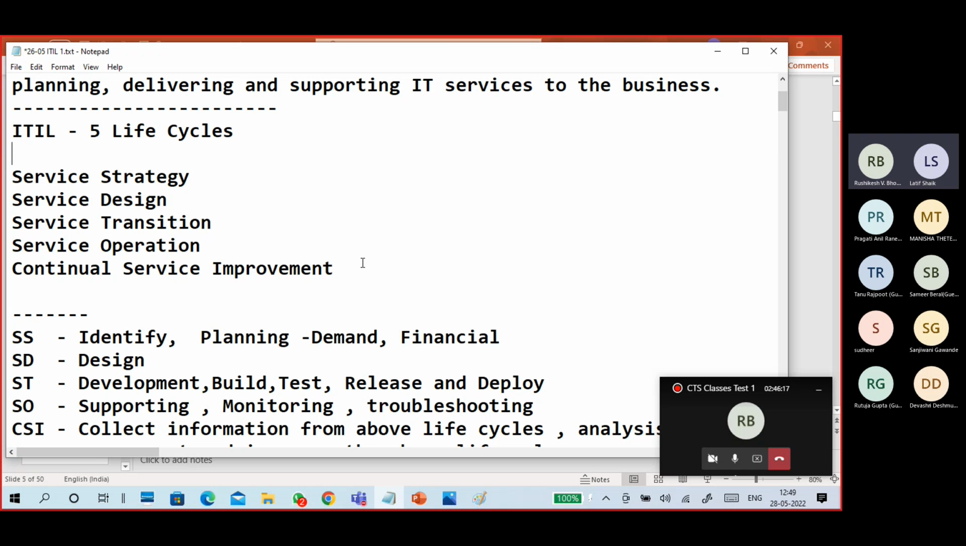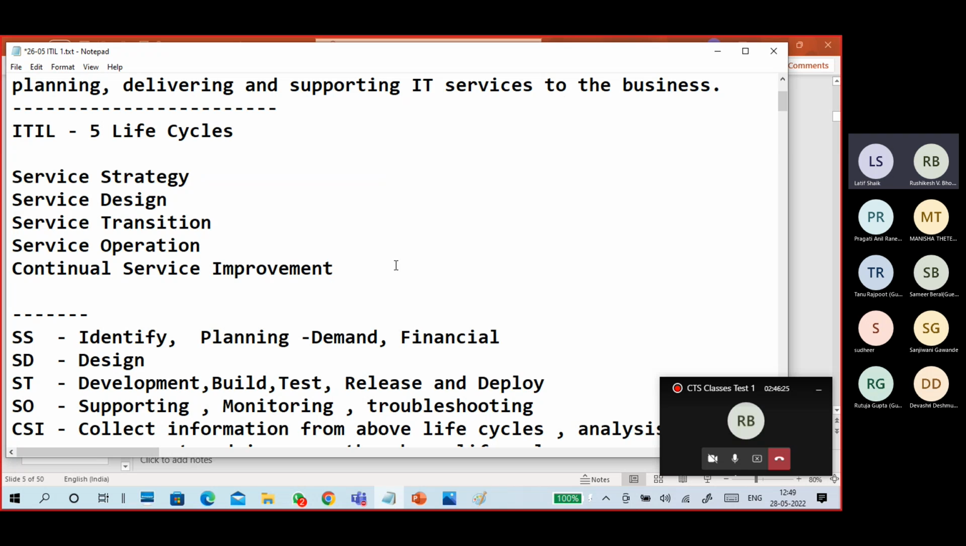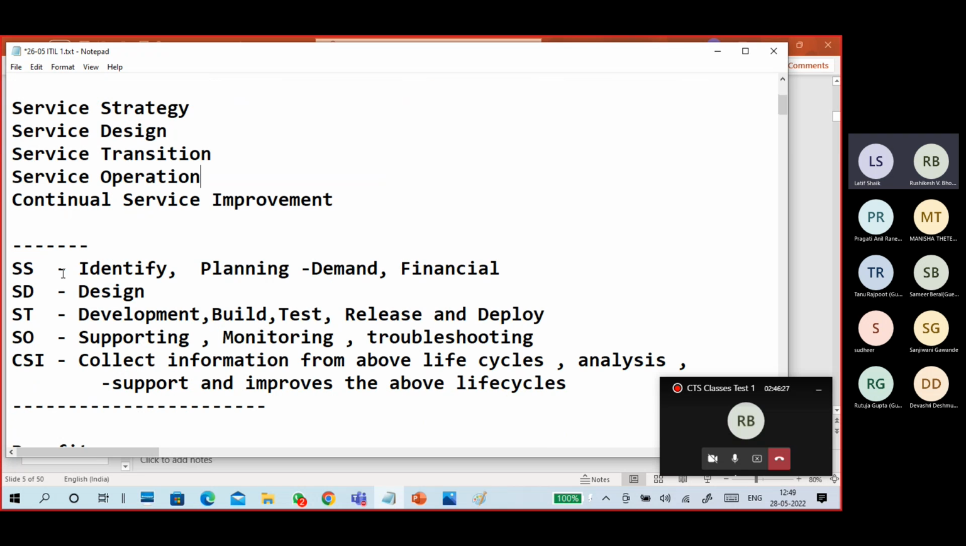I don't know. So here is this. Service strategy, service design, service transition, service operation, continual service improvement. Service strategy is based on the strategy of your service, like how to provide a service, what service we have to provide. What is the demand, what is the return value? How is it valuable to the customer? So these many questions are there. So identifying and planning of a service is service strategy.